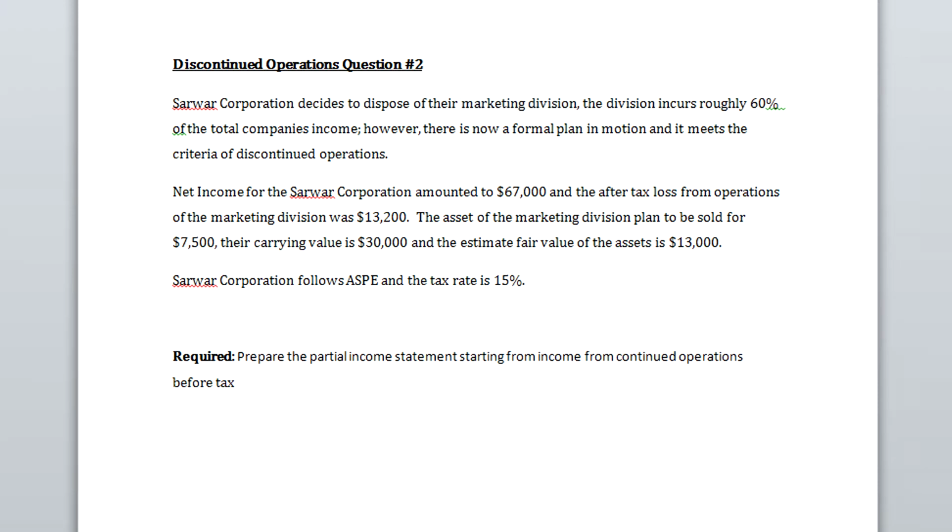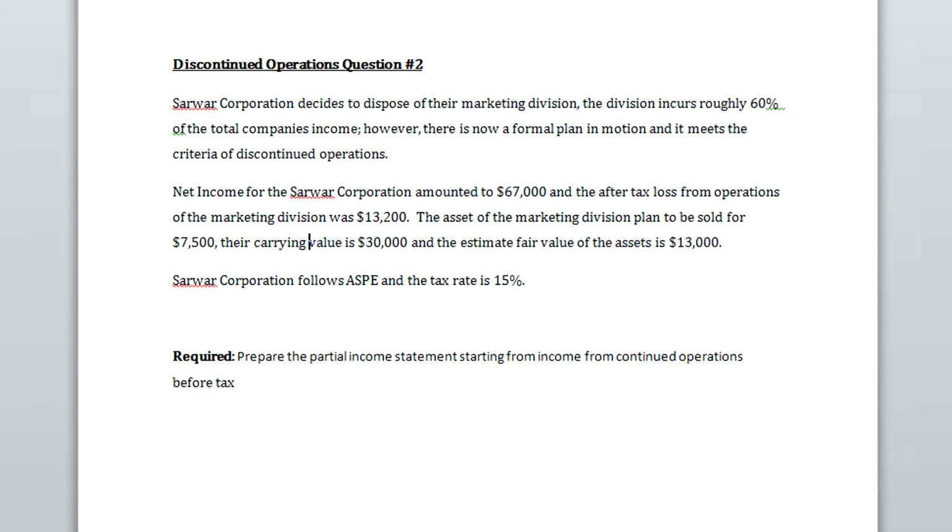Net income for the Software Corporation amounted to $67,000, and the after-tax loss from operations of the marketing division was $13,200. Again, these are all after tax, meaning it's net of tax. Okay? So this is good. The asset of the marketing division planned to be sold for $7,500. Their carrying value is $30,000, and the estimated fair value of the asset is $13,000. Software Corporation follows ASPE, and the tax rate is 15%.